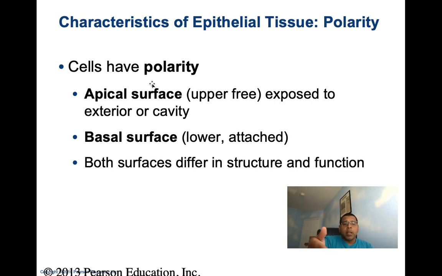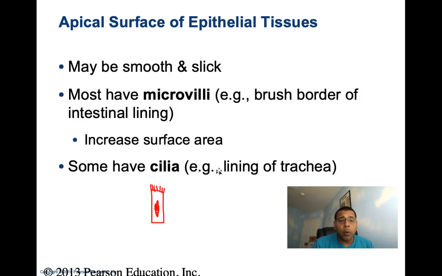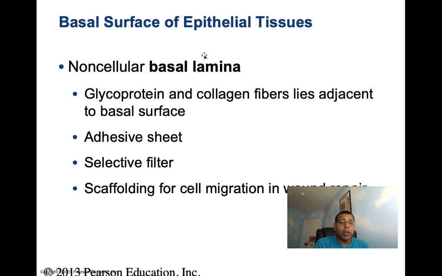Now, the basal surface is the attached surface. So here, what we have at the basal surface, you can see, is basically basal lamina. Basal lamina is a non-cellular, thin, supporting sheet of collagen fibers and glycoproteins. And it's found lying adjacent to the basal surface. And it's an adhesive sheet.